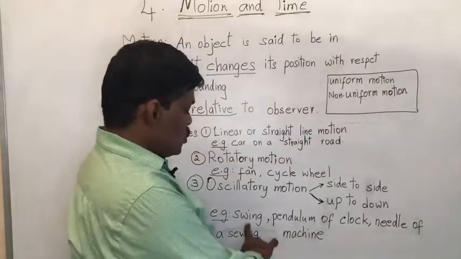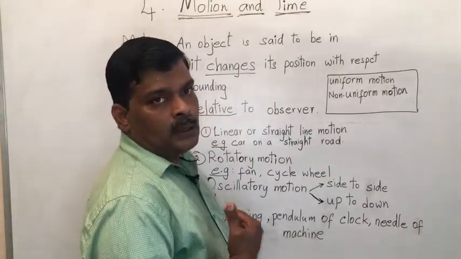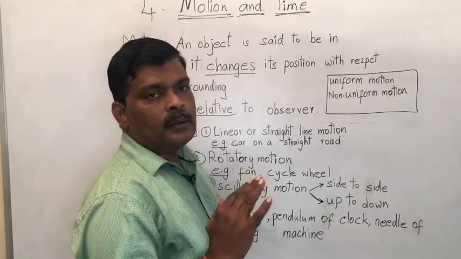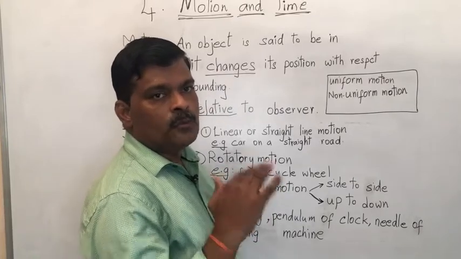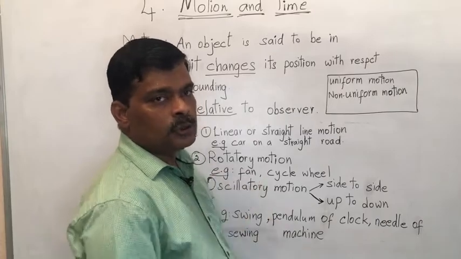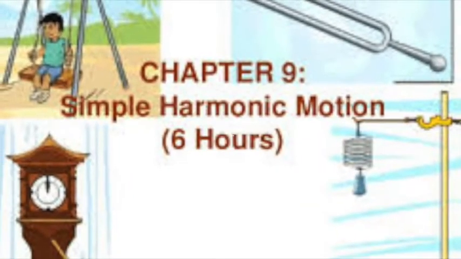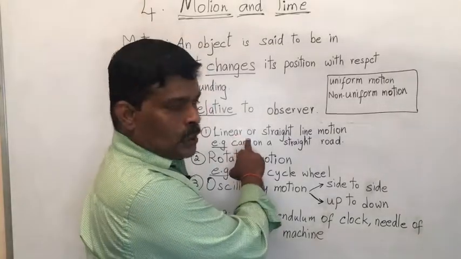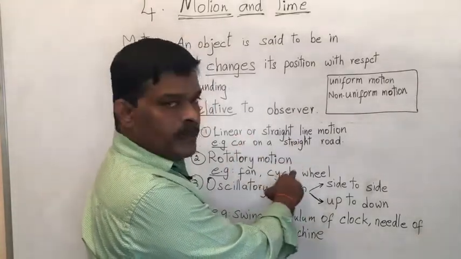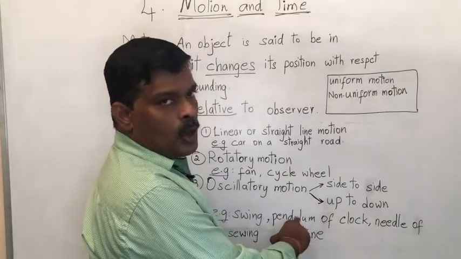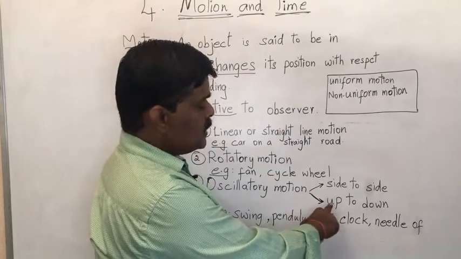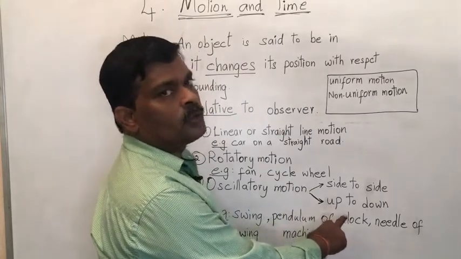Next, swing. We sit in a swing in the park and play on it. That swing motion is also an oscillatory motion. So we understood linear motion, rotatory motion and oscillatory motion. Oscillatory motion has two types: side to side is there, up and down is also there.